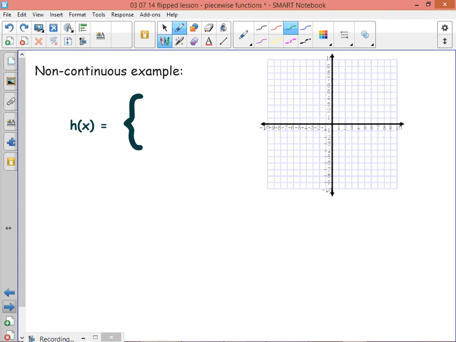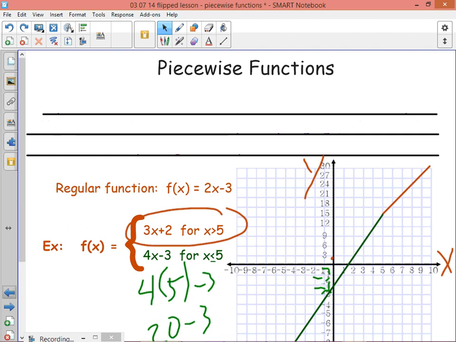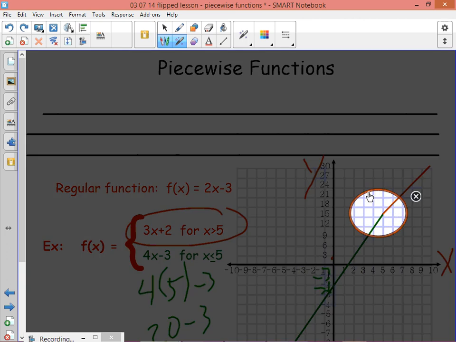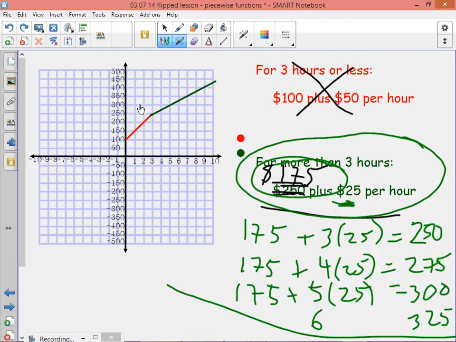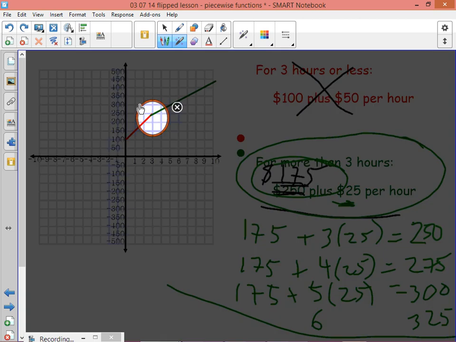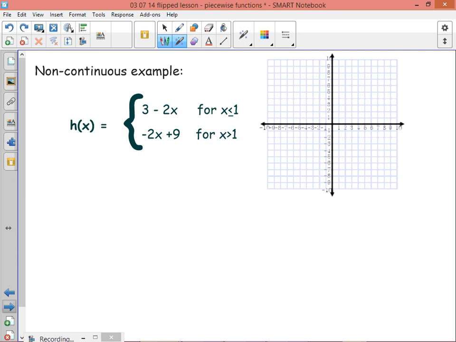I want to point out that you can also have a non-continuous example. What continuous means is when you look back on this previous graph right here, the two parts of our line meet at a single point. Same thing previously. The two parts of the graph meet at a single point. This does not always have to happen, as will be the case here.